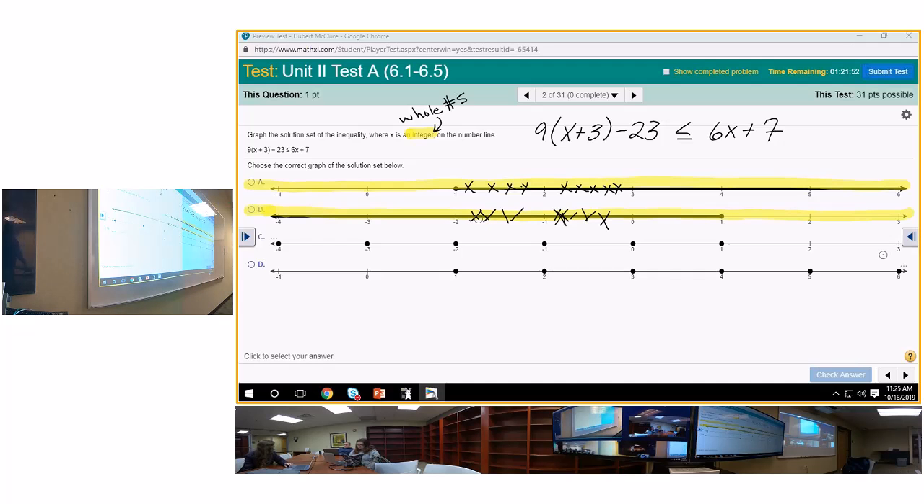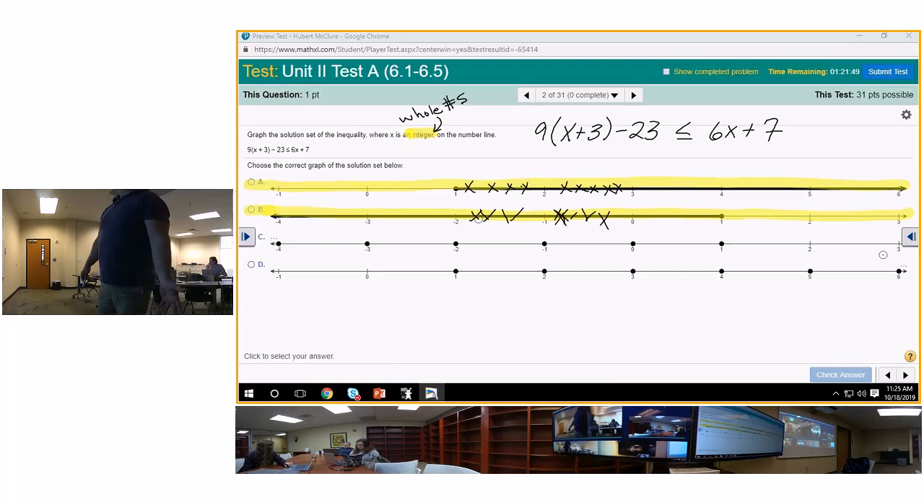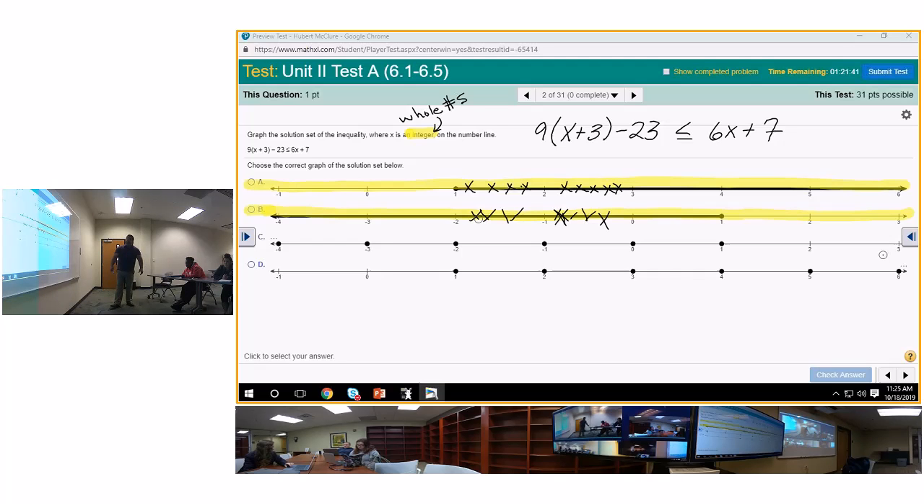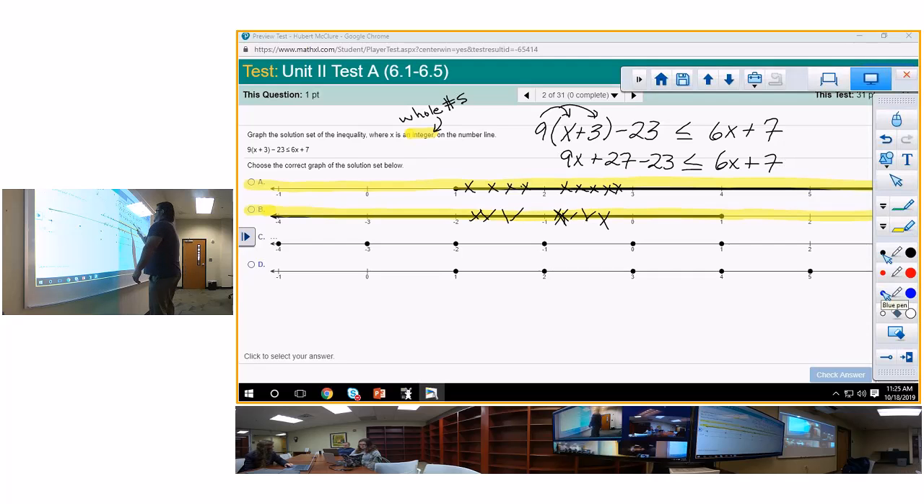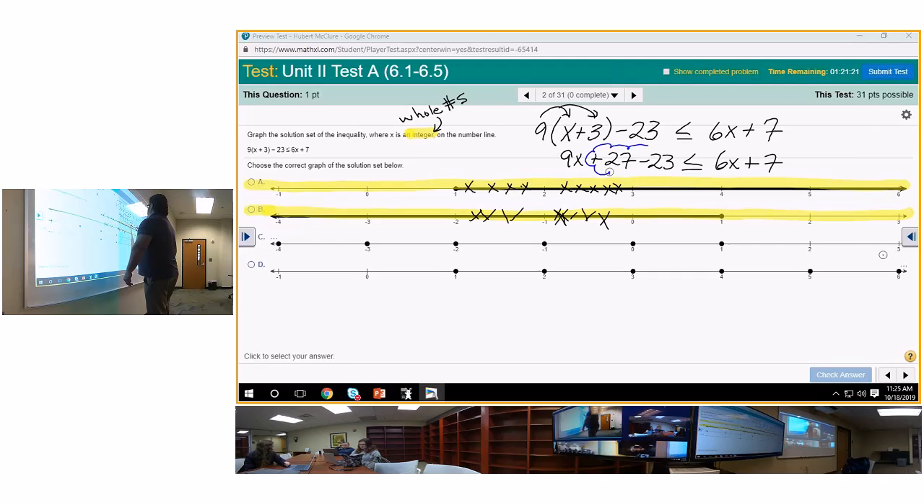So at least if you don't have any clue what you're doing in this class, what kind of shot you got at getting this one right? 50-50. It's either Charlie or Delta. So let's go ahead and do it. I'm going to distribute, and that's 9x plus 27 minus 23 less than or equal to 6x plus 7. And I take my handy dandy blue, and I've got $27.